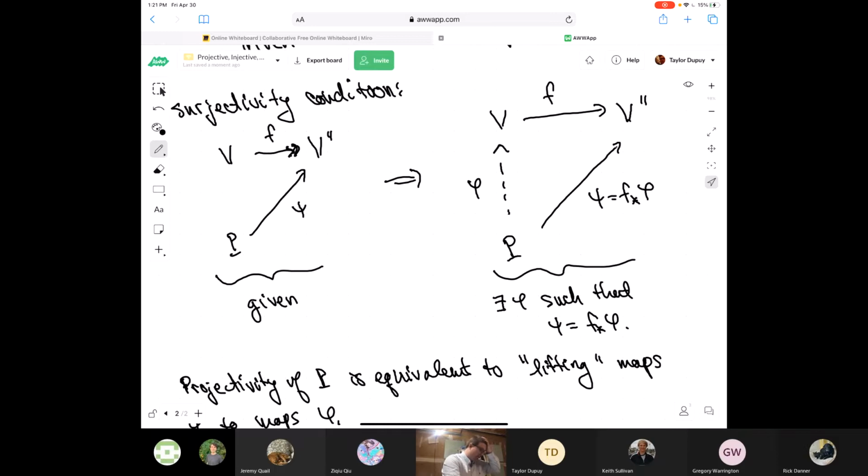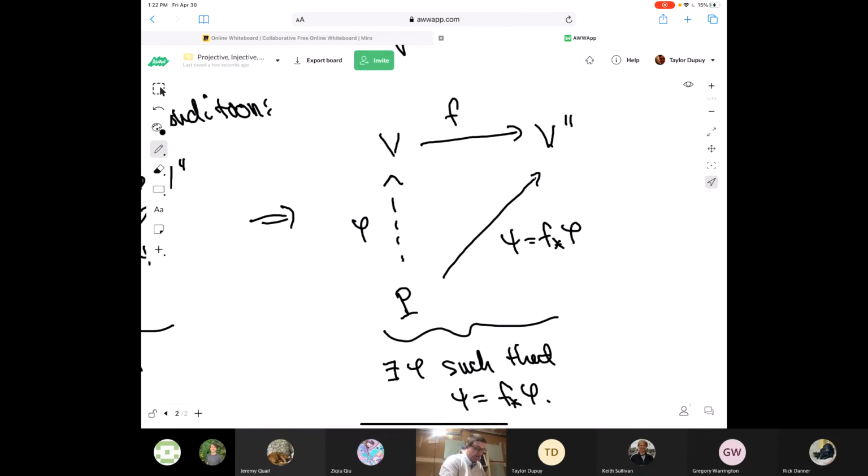It's saying that whenever you have one of these, how do you determine when a module is projective, and how do you prove it? Well, you set up an arbitrary diagram like this, from V to V prime, and you have this P, and then the game is that you need to prove that this phi exists, making this diagram commute. Okay, so that's how we show that something is projective.